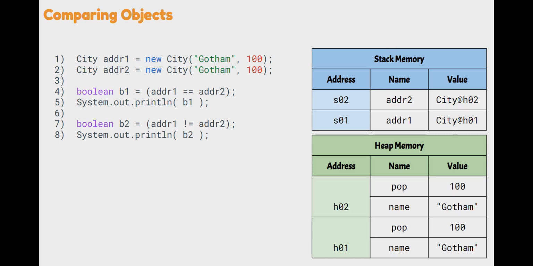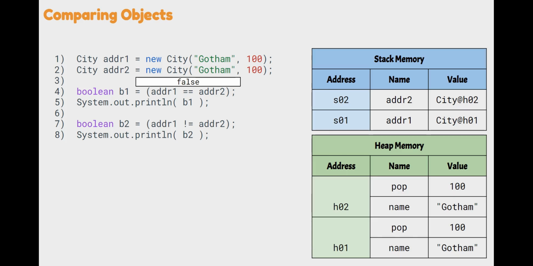If we look in stack memory, address 1 holds the address city at H01. Address 2 holds the actual value of city at H02. These are not the same addresses. These addresses are different, so that will evaluate to false. B1 will hold the value of false.